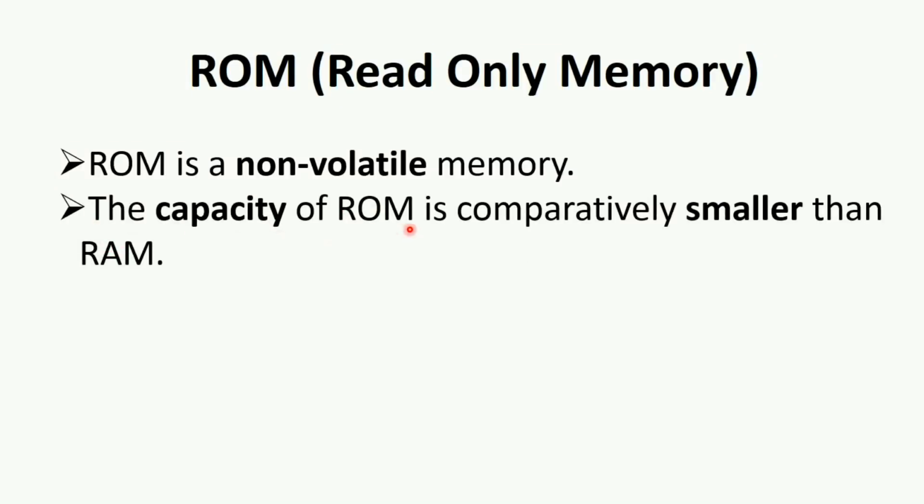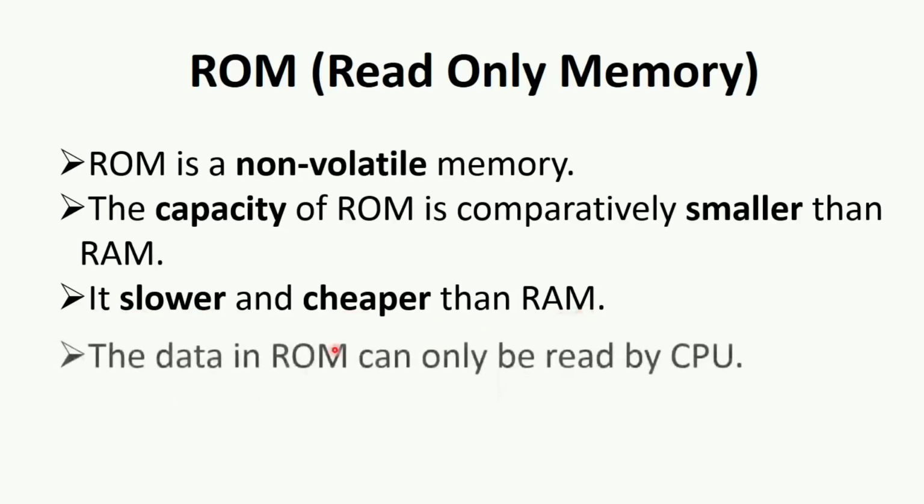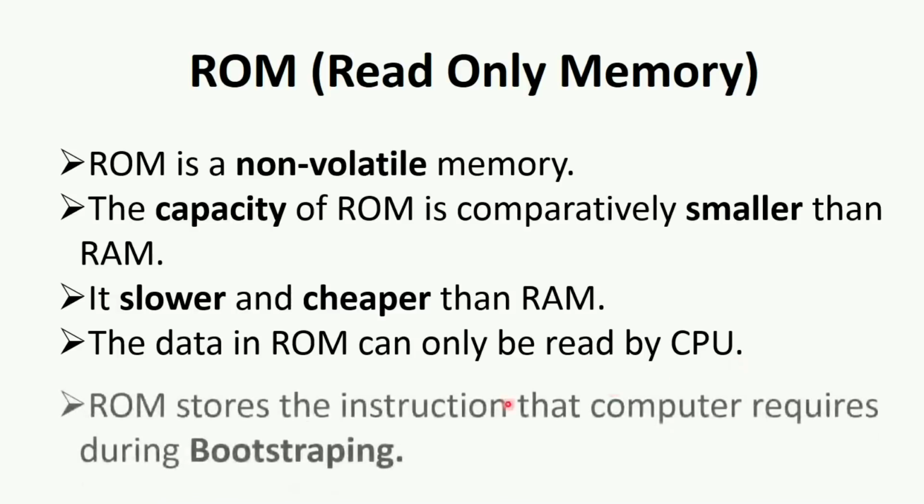The capacity of ROM is comparatively smaller than RAM. It is slower and cheaper than RAM. The data in ROM can only be read by the CPU. That's why it is said to be read-only. The data in ROM cannot be modified.